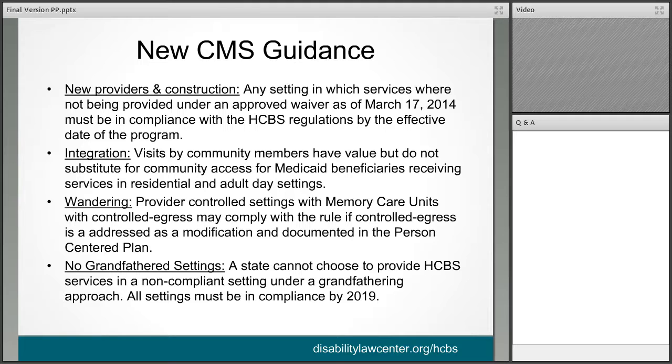settings rule. The point of the settings rule is not to put a bunch of rights restrictions into people's person-centered plans, saying that, you know, they're just not able to access the community. The point of the settings rule is to support people to make environmental and programmatic changes to allow them to make choices and to get out into the community.